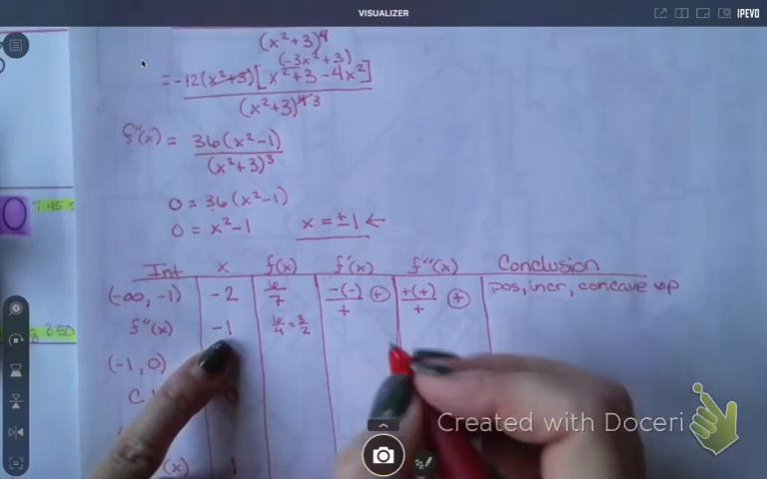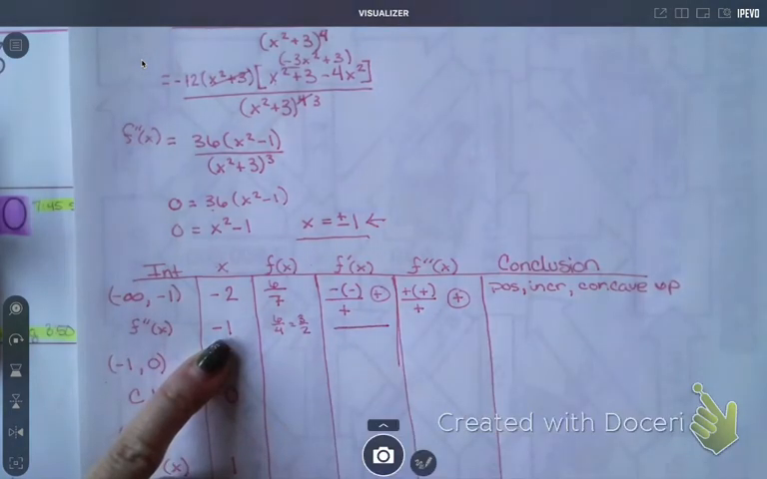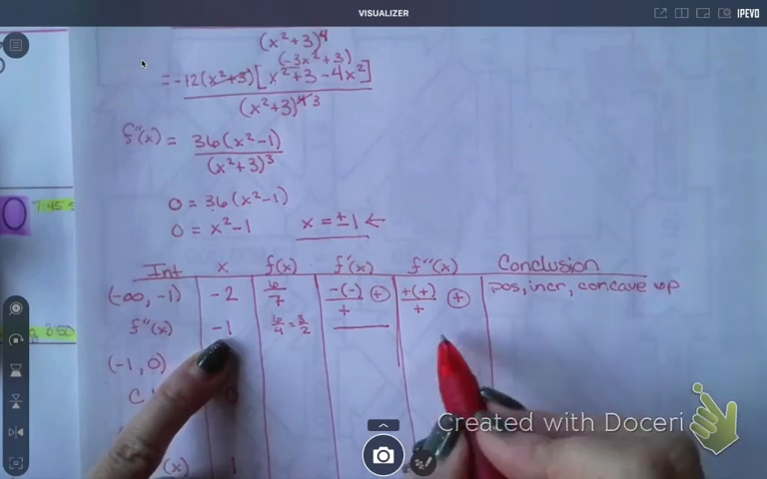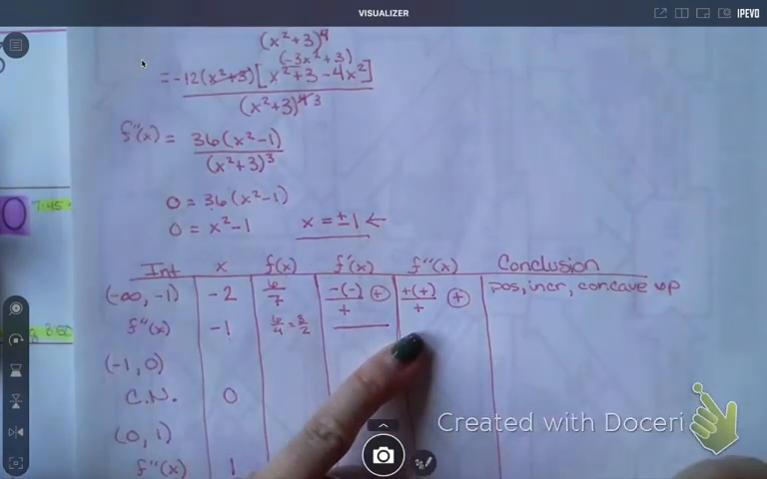Okay, we're not going to put it in the first derivative because it's not going to tell me anything. But at a second derivative, could it be a min or a max? Could be, right?